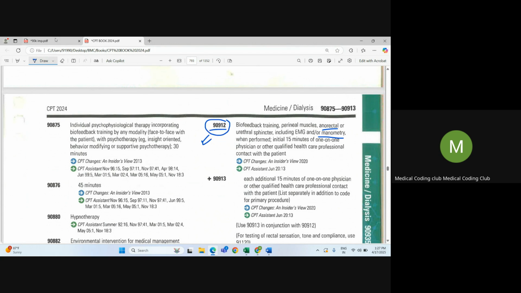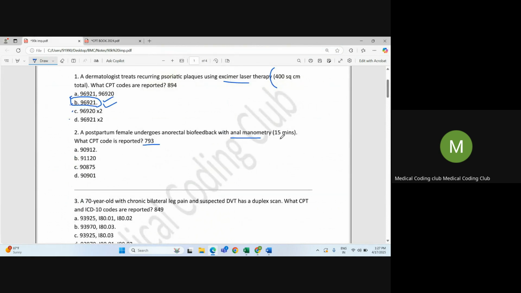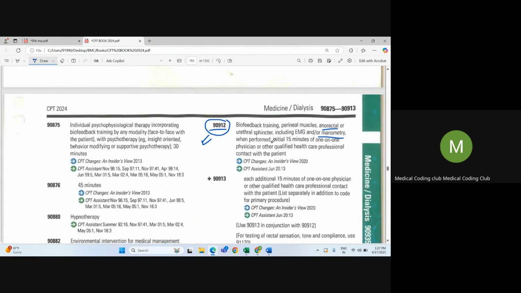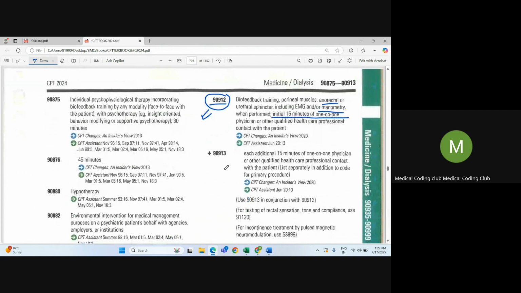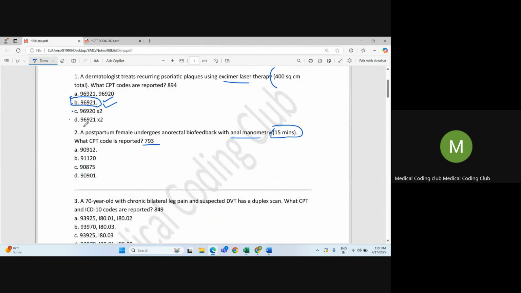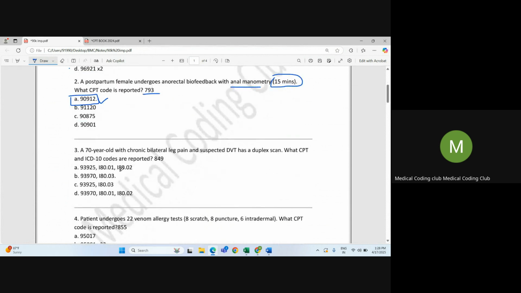Since in our question they did not mention any extra 15 minutes, the total time they have given is 15 minutes. So for the initial 15 minutes the code would be 90912, and if you get an additional 15 minutes, then you can utilize an add-on code with your primary code. Since we have only the initial 15 minutes, the correct answer for this question is option A, 90912. Okay. So next question.